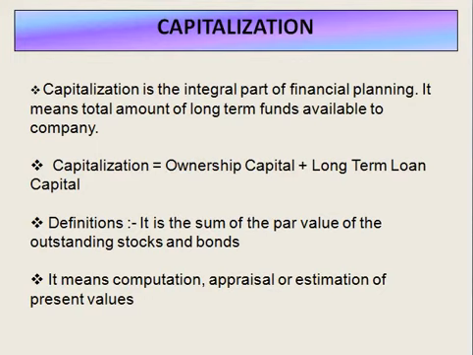There are different definitions which have been given by different experts. Their way of defining it is a little bit different. The first definition: capitalization is the sum of par value of outstanding stocks and bonds. Any company has stocks and bonds, which are the assets of that company. So we can define capitalization as the total sum value of those stocks and bonds. This is a very simple definition.